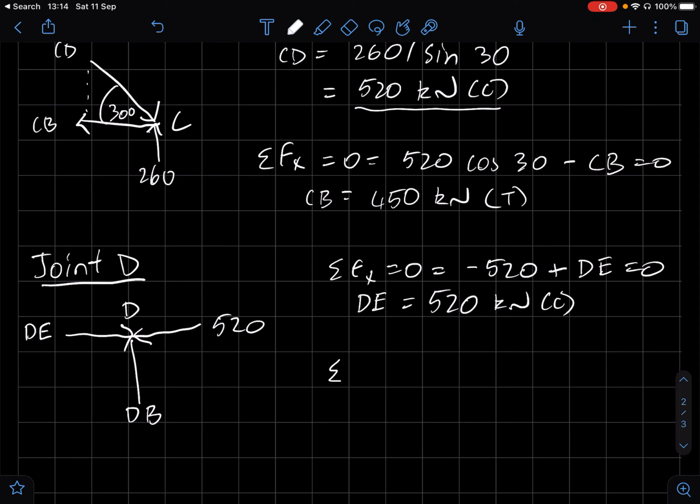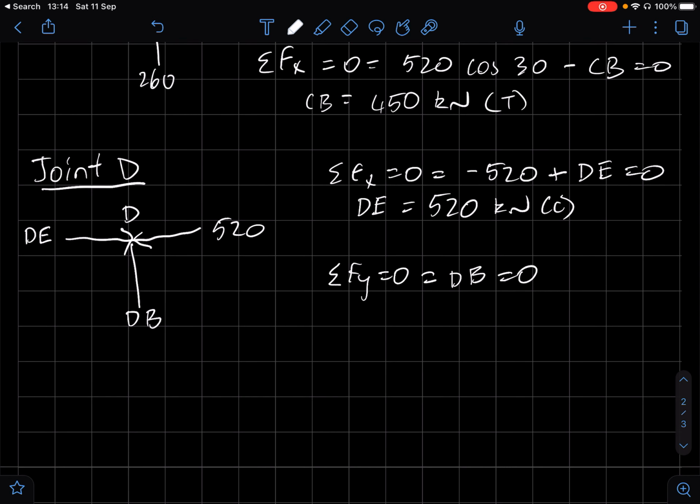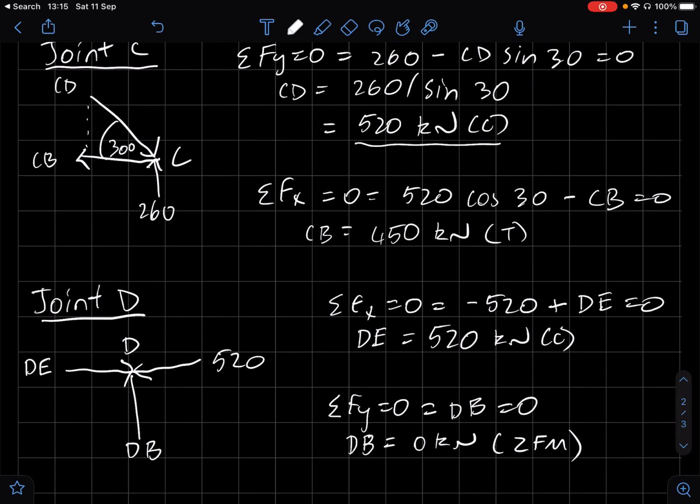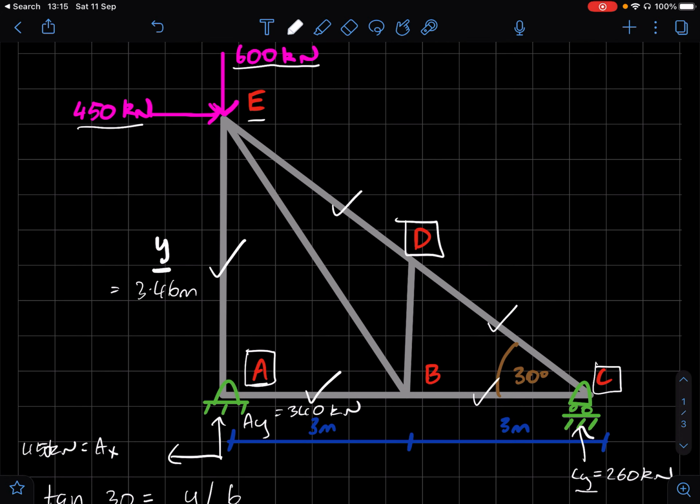Sum of the forces in the Y. This is interesting. Which Y members do we have, guys? Well, it's only going to be DB equals 0. There's no other potential forces in the Y direction. So DB is going to be a 0 force member. Okay, so DE and DB, that's done. So all we have left is this member, sorry, BE.